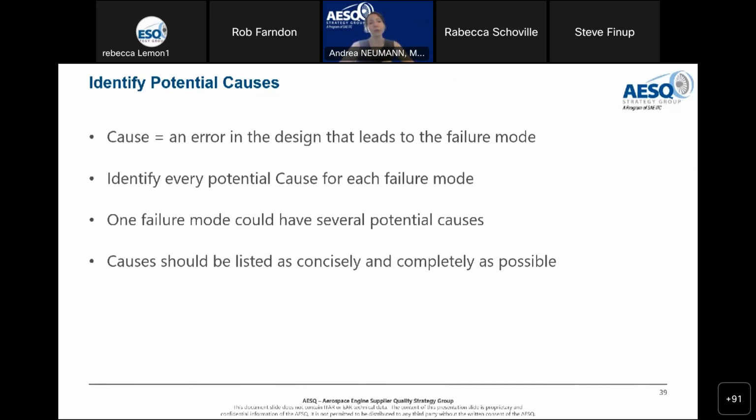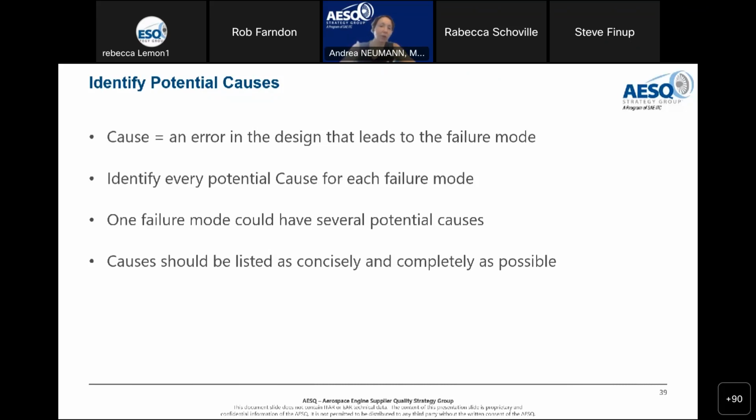And when you're doing the method, you just go through, and for every failure mode, you define a potential cause. Sometimes several causes can lead to one failure mode. So then you just make several rows to define these different potential causes. And here it's the same as for the whole method. These causes should be listed as concisely and completely as possible.